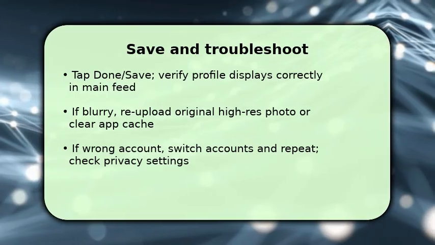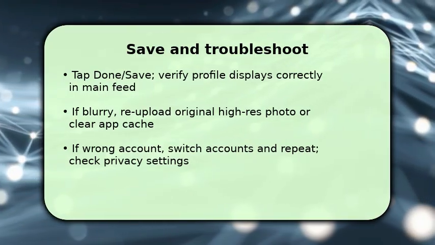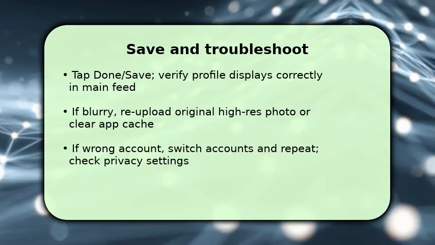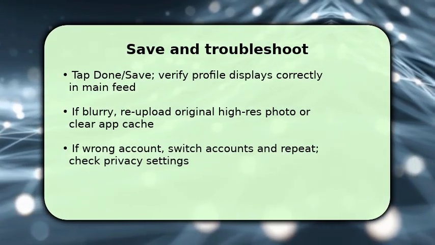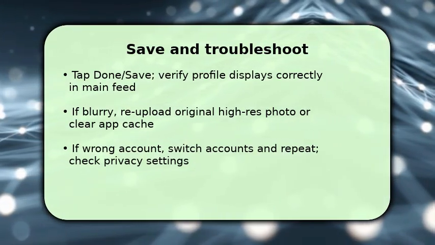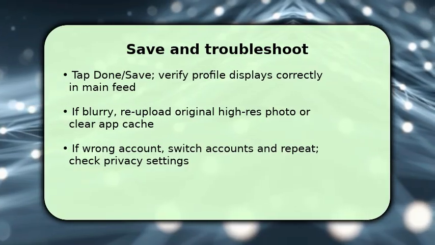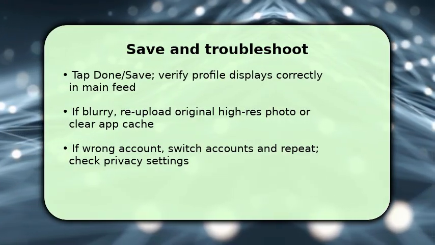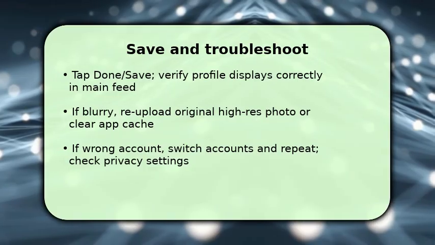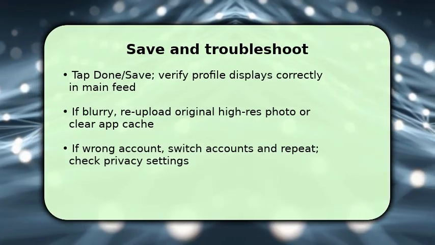If the picture looks blurry, re-upload the original high-resolution file and make sure the app isn't compressing by clearing cache or using the web upload. If the change applied to the wrong account, switch accounts and repeat. And if uploads fail, check your connection and Instagram's permissions to access photos.